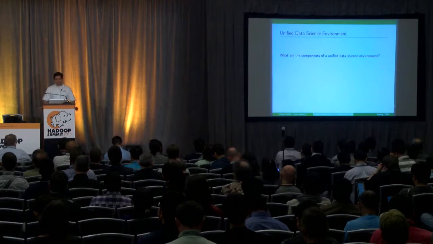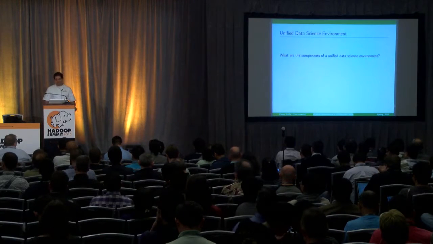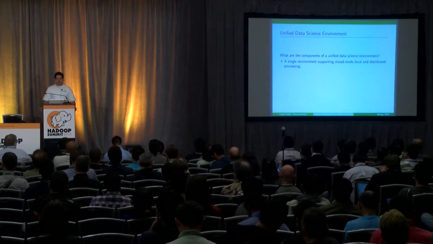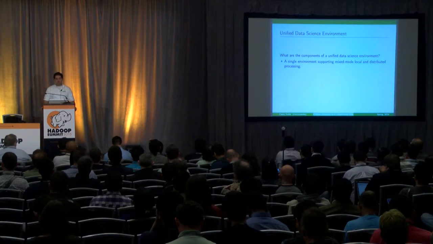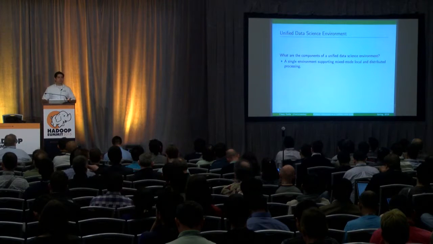So what are the components of a unified data science environment? It's a single environment that supports mixed mode, local, and distributed processing. So what does that mean? Those are words that might not have full impact.